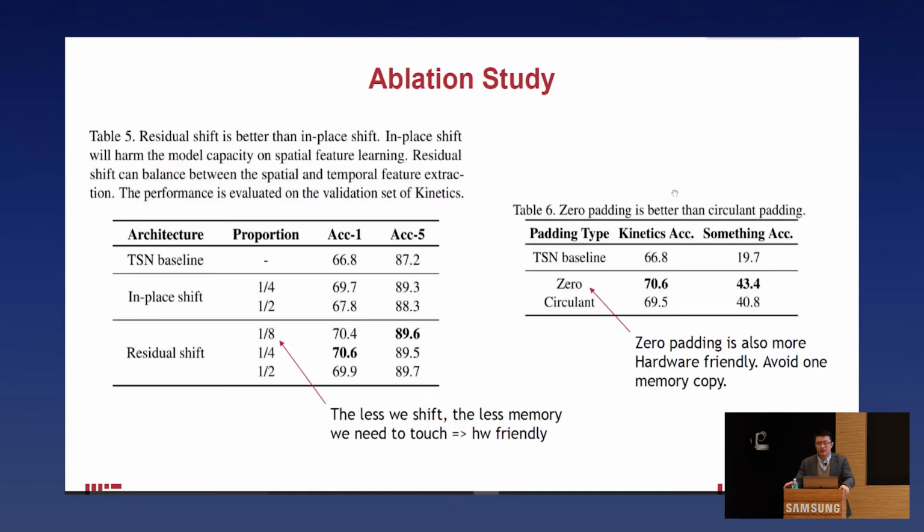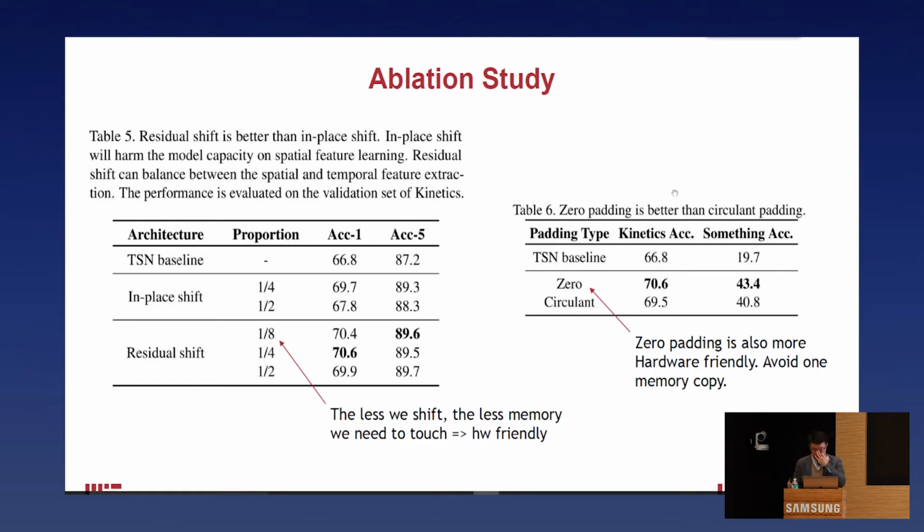Later we did some ablation studies to see what is the best shift method and how many channels we should shift. We find that shifting 1/4 or 1/8 of the channels is optimal. The accuracies are neck and neck, but we chose 1/8 because the less we shift, the less memory we need to touch, and memory access is expensive. This method will be more hardware friendly if we shift just 1/8 of the channels.